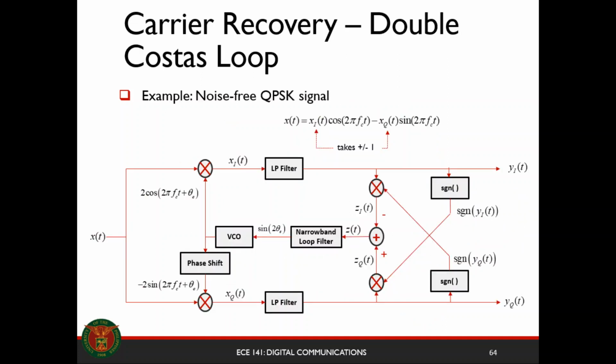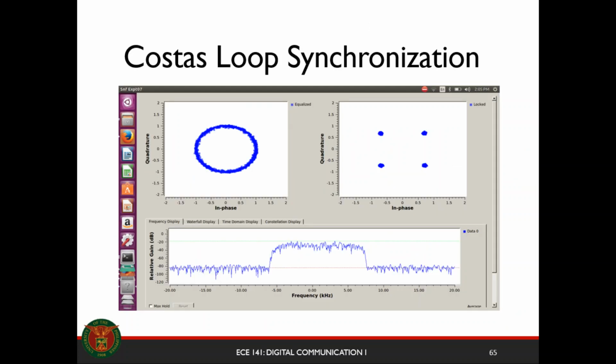Okay? Another way to recover our phase information is to use what we call the Costas loop. In this case, it's a double Costas loop. The phase information will be recovered for both the in-phase and the quadrature component of your signal. So this is basically just two phase lock loops at different carriers. This is your double Costas loop. And at the end, you'll get your in-phase and your quadrature components. Okay? So Costas loop synchronization becomes this.